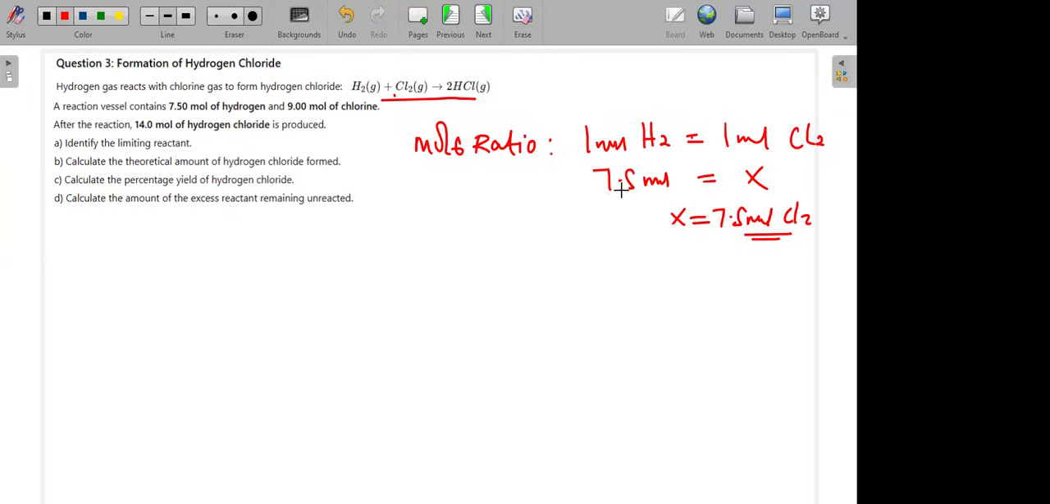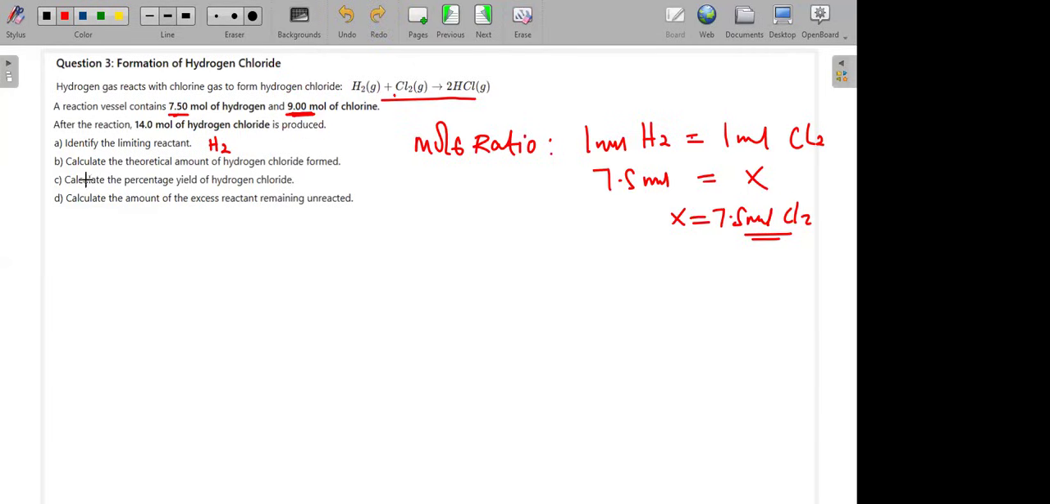So 7.5 moles of hydrogen gas actually need 7.5 moles of chlorine gas. Which one is the limiting reactant? We've been given 7.5 moles of hydrogen and 9.00 moles of chlorine, so the chlorine is in excess, because we've been given 9 but the 7.5 of hydrogen only needs 7.5. The limiting reactant will just be the hydrogen. The hydrogen gas is the limiting reactant because the chlorine is in excess. It is 9 moles, but we only need 7.5.